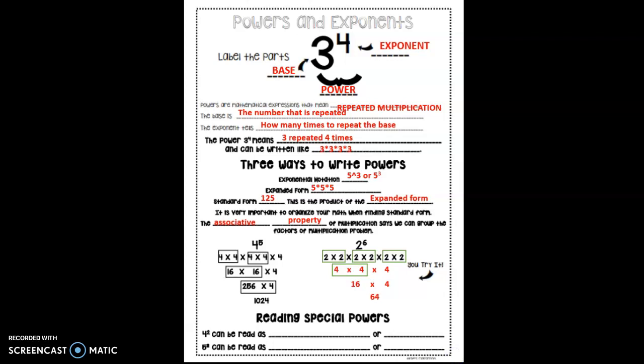Reading special powers. 4 to the 2nd power can be read as either 4 to the 2nd power or 4 squared. 5 to the 3rd power can be read as 5 to the 3rd power or 5 cubed.